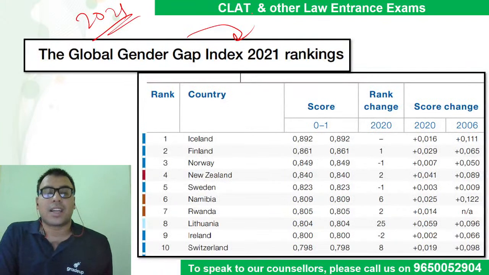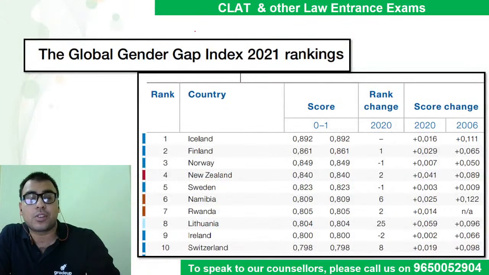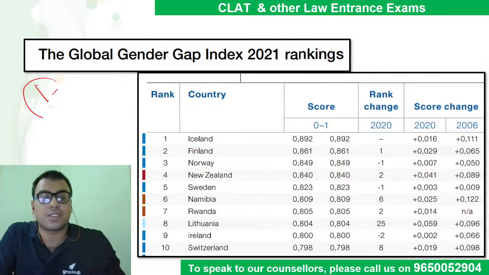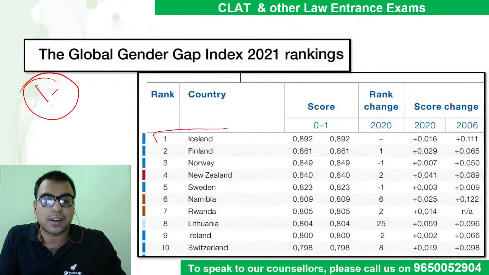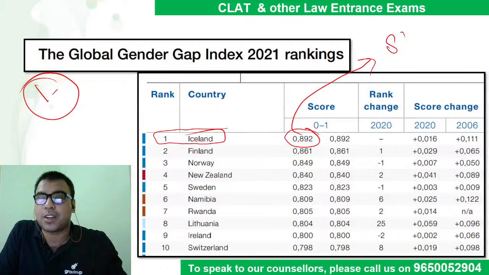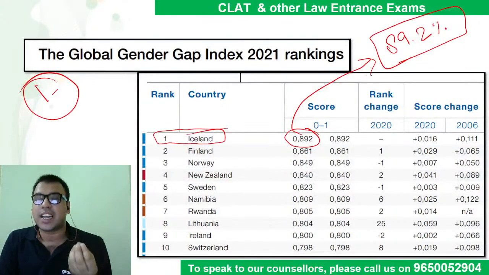There are a lot of things mentioned in this Global Gender Gap report, but we'll not be going into detail. We'll know the basics of the Global Gender Gap Index 2021 that has been released. The first thing is which country has got the first rank. That is very important, and that is Iceland. The score is 0.892, so in percentage terms it is 89.2%. Even the country with the top rank does not have 100% gender equality. It is still about 11 percentage points away from gender parity.